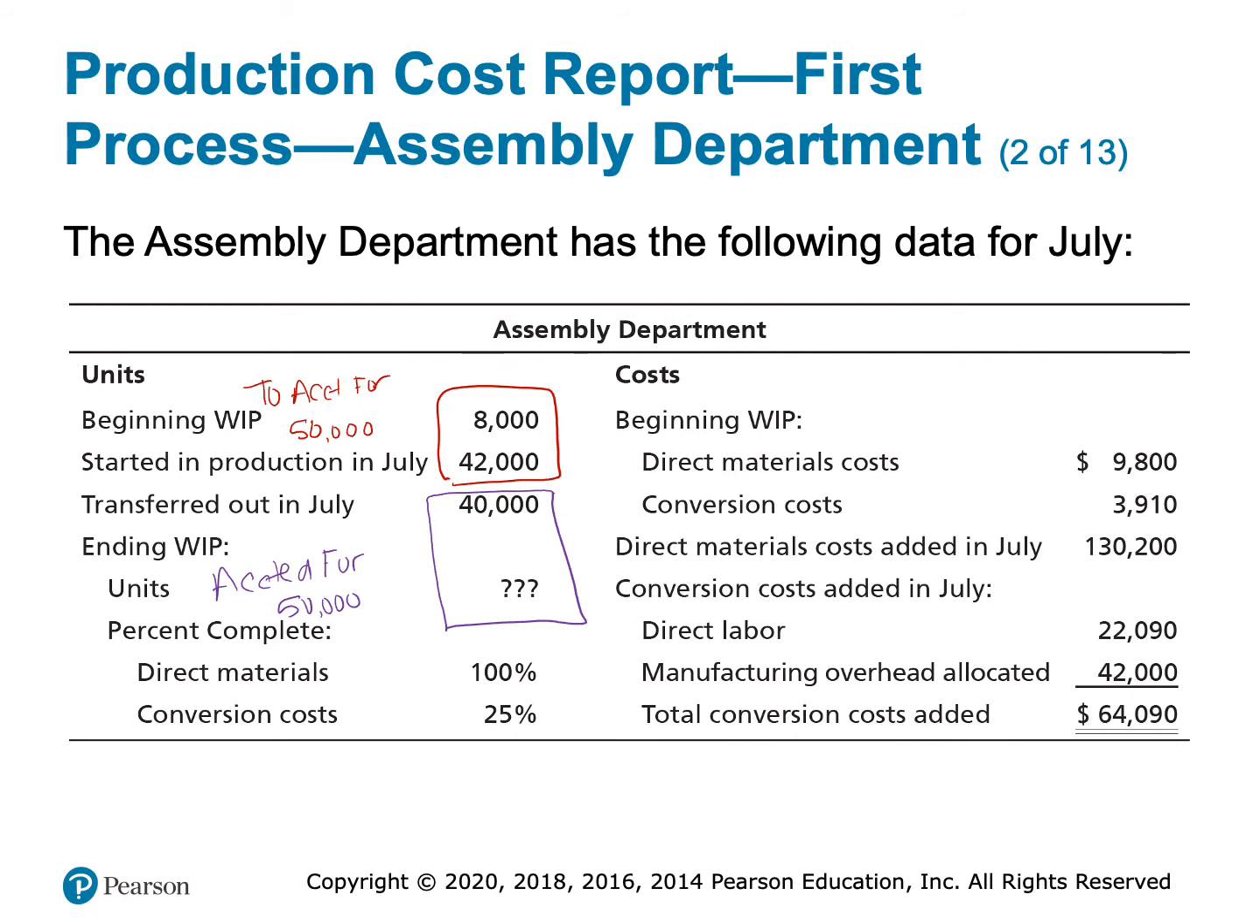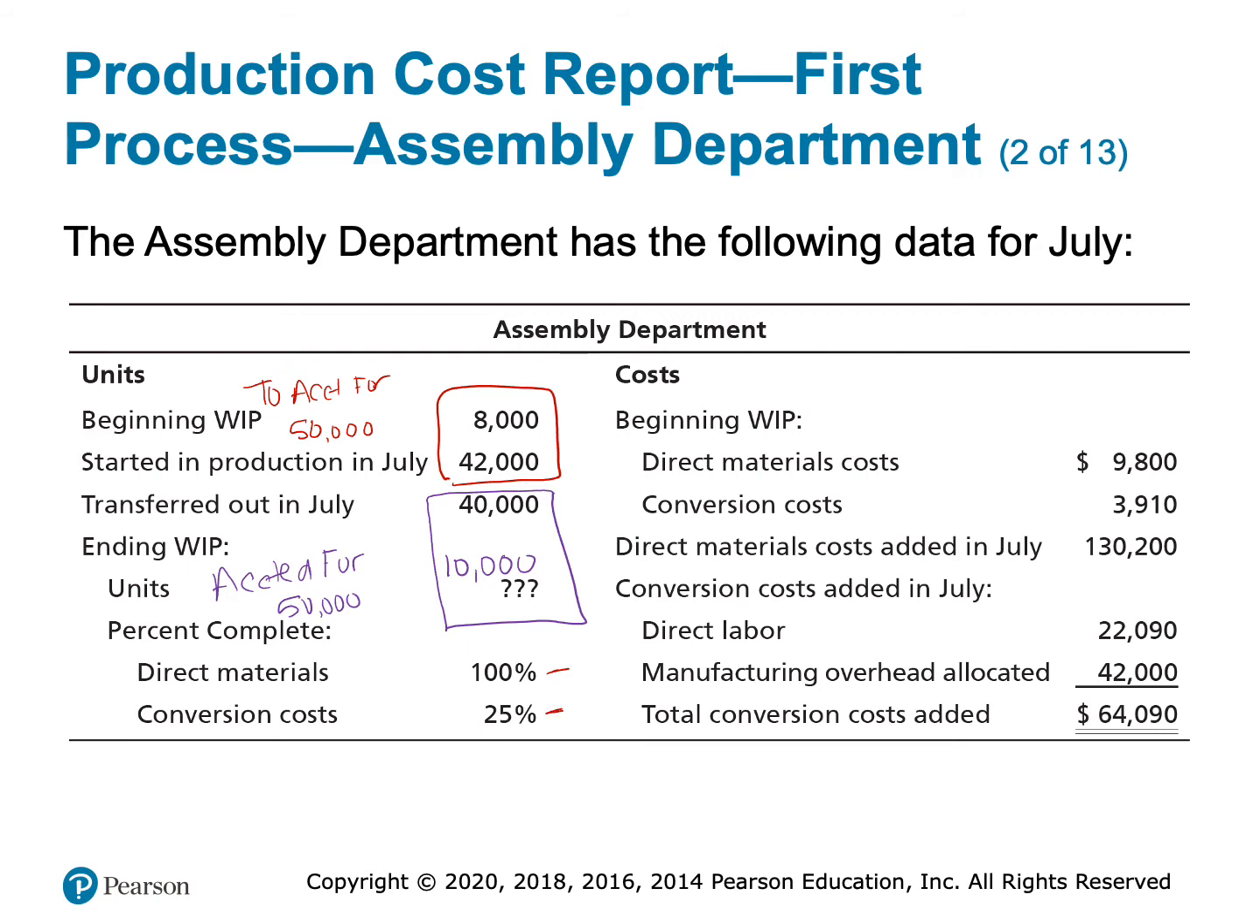So since I transferred 40,000 units out and I have to have 50,000 units total, this means that my ending work in process has to be 10,000 units. Before I switch off of this slide, there's one other thing I want to point out. On this table, they tell us that ending work in process is 100% complete with respect to materials and 25% complete with respect to conversion cost.